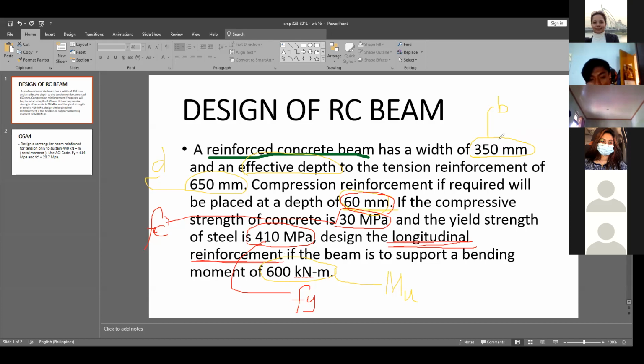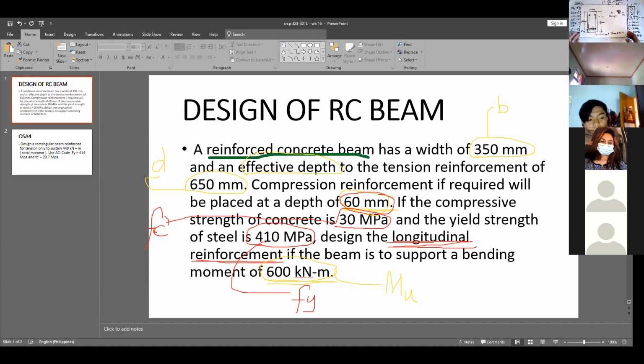So again, we have a width of 350 mm. Effective depth is 650 mm. The concrete cover used is 60 mm. FC prime is 30 megapascal. The yield strength Fy is 410 megapascal. And the moment that should be supported by the section is 600 kilonewton meter. So what we are going to do is to design for the longitudinal section. Okay. So we've got a 350 mm here.